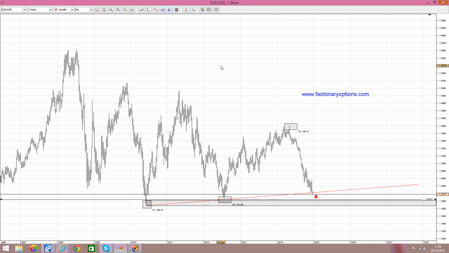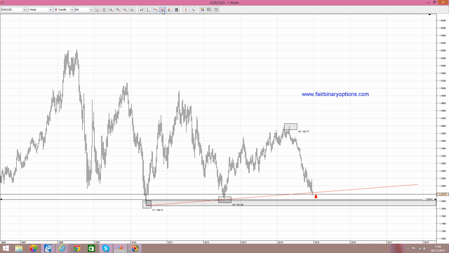Now, I don't know if this weakness is going to come out of euro weakness or US dollar strength, judging by how economic data comes out of the United States. It may very well be a US dollar move. It remains to be seen.